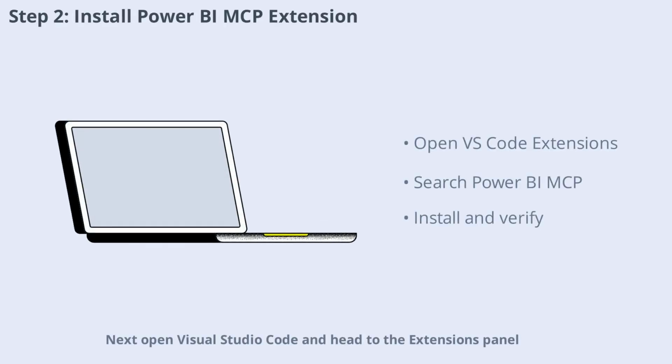Next, open Visual Studio Code and head to the Extensions panel. Search for Power BI MCP Server and install the extension. This tool acts as the bridge between Claude and Power BI, enabling seamless communication between the two. Once installed, confirm that the extension appears in your list of active extensions. This step is crucial for the integration to work smoothly.